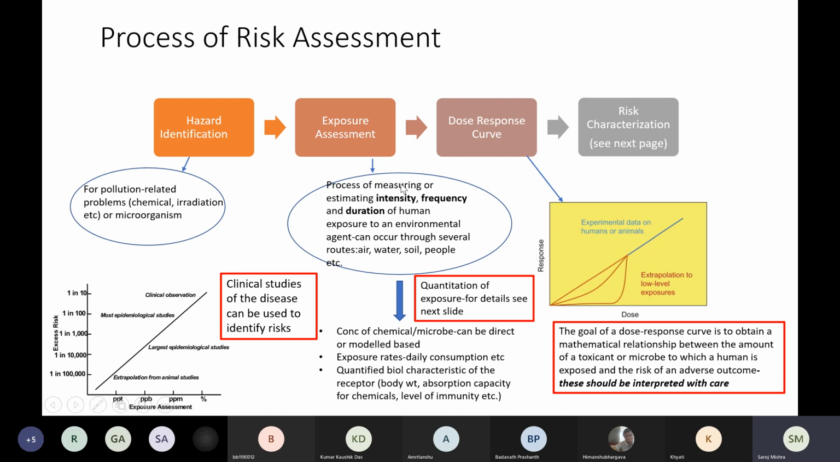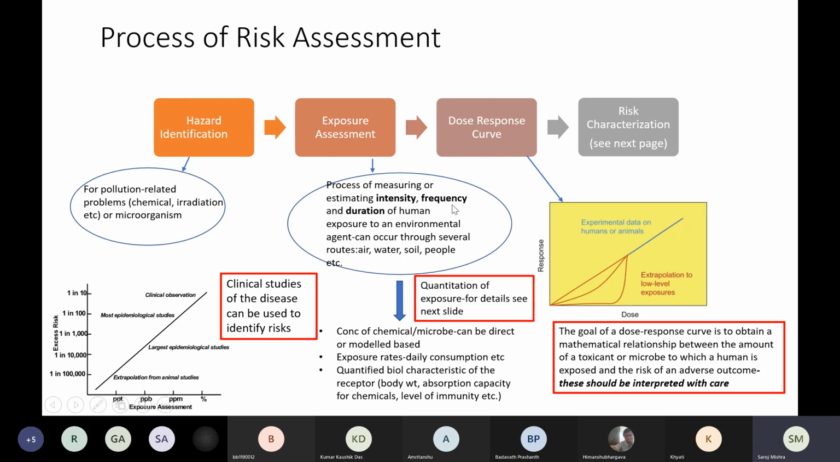Okay, because when you talk about risk assessment, you are not only talking about chemicals and pollutants, you are also talking about viruses, you are talking about radioactive exposure, so on and so forth. So in the exposure, knowing the intensity is very important.